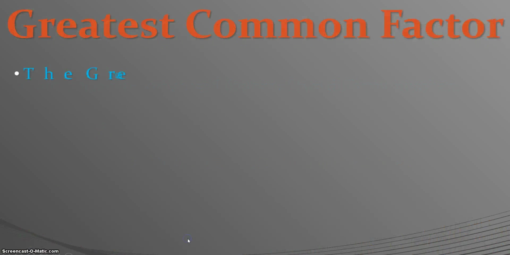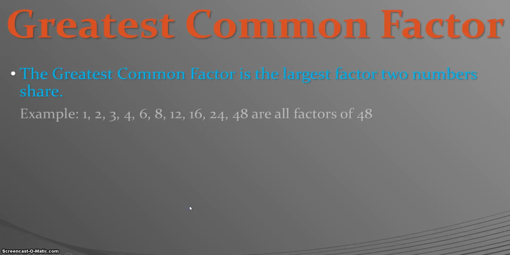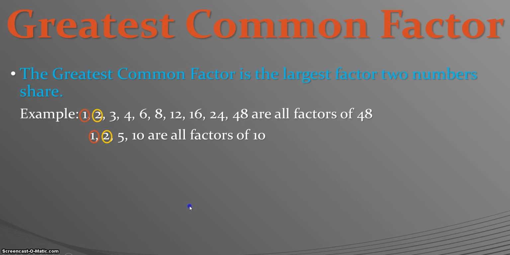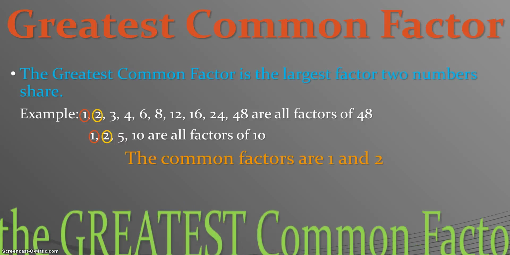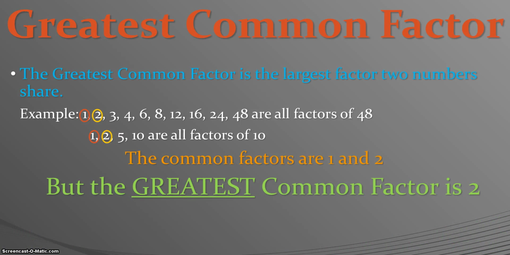Now when we talk about the greatest common factor, we're talking about the largest factor that two numbers share. So again, when we're looking at the factors of 48 and 10, they share 1 and 2, but the largest one that they share is 2. So 2 is the greatest common factor.